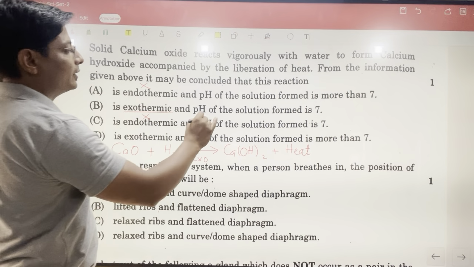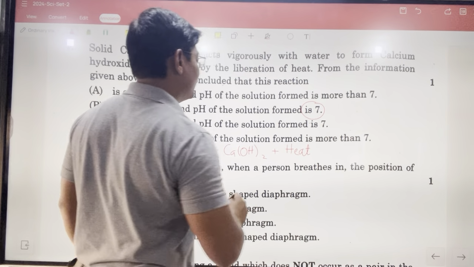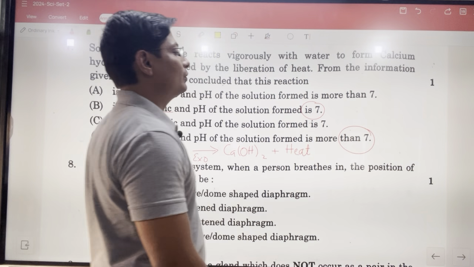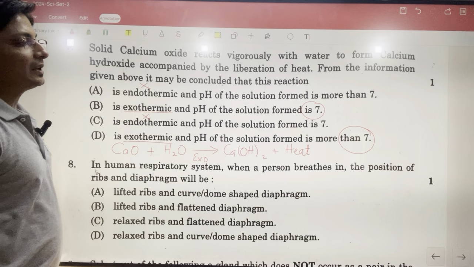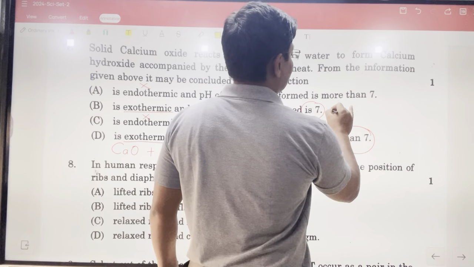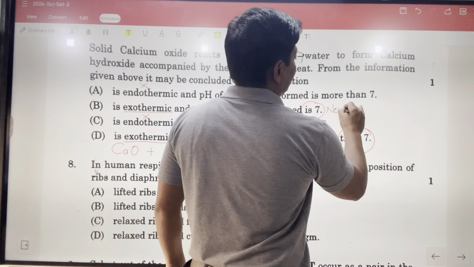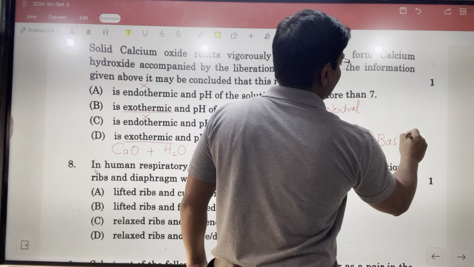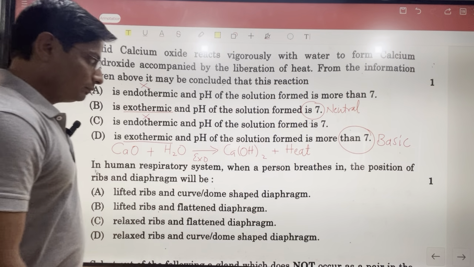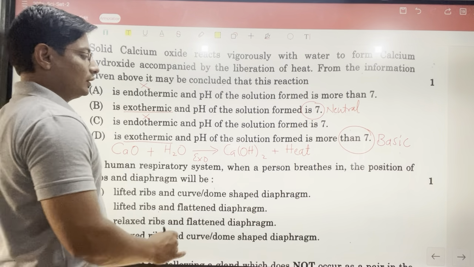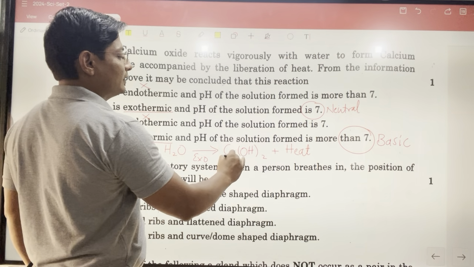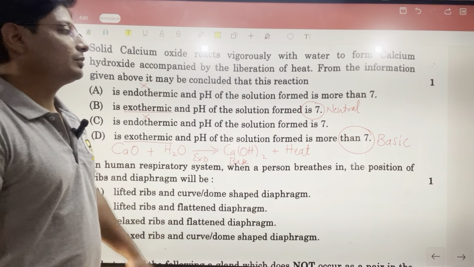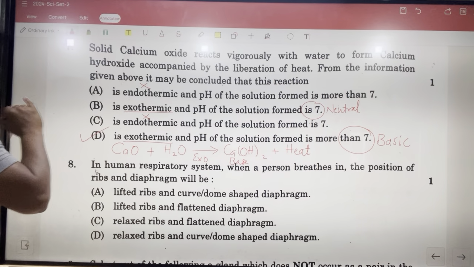So exothermic is correct, but one option says the pH value is 7, and the fourth option says that the pH value is more than 7. So now you have to logically think what could be the pH value. For that you just need to understand that 7 indicates it is neutral, okay, and above 7 indicates it is basic in nature. So now you see the product whatever has occurred. That product, if you observe, is nothing but calcium hydroxide, which is a base. So if it is a base, then it has to have the pH more than 7. So therefore this option would be the correct option.